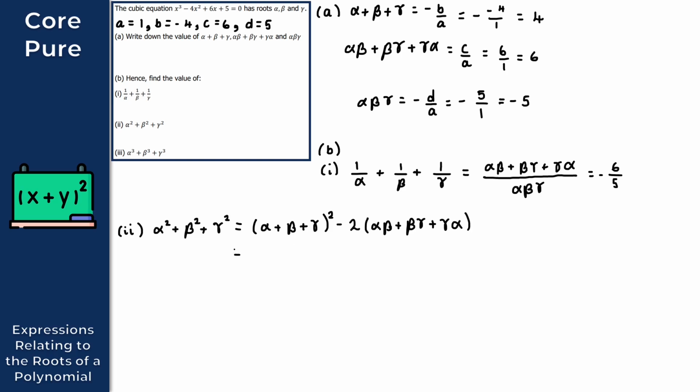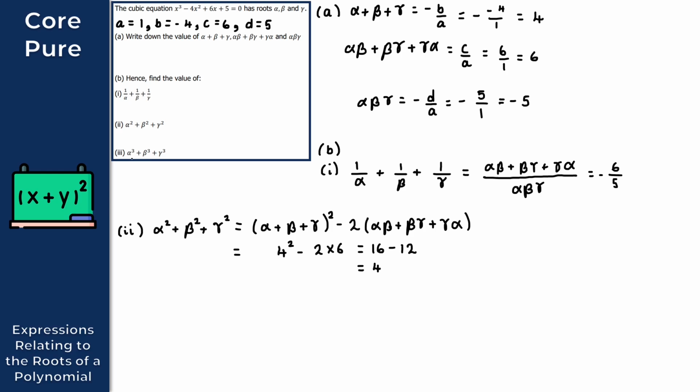So in that case, what do we get here? Well, alpha plus beta plus gamma, that's 4. So I get 4 squared minus 2 times this expression, which is equal to 6. So I get 2 times 6 here. What have I got then? Well, I've got 16 minus 12, and that gives us 4. Okay, so there we have it. That's the solution to the second part of B.